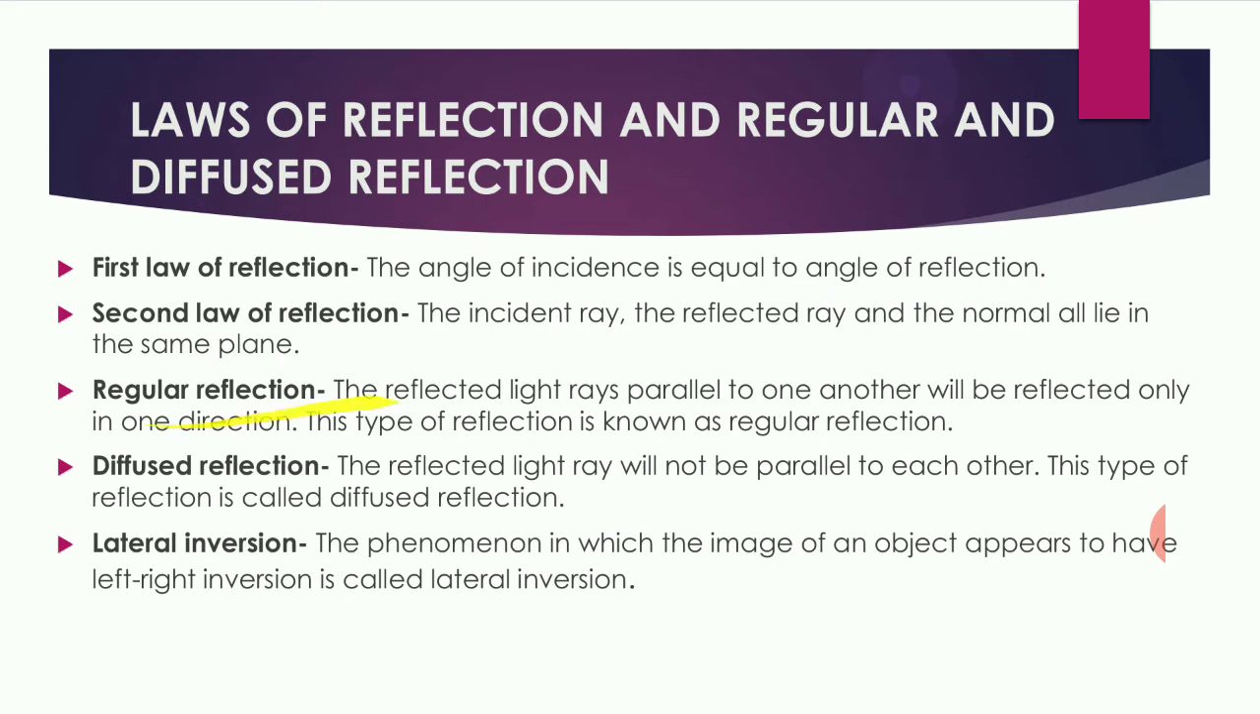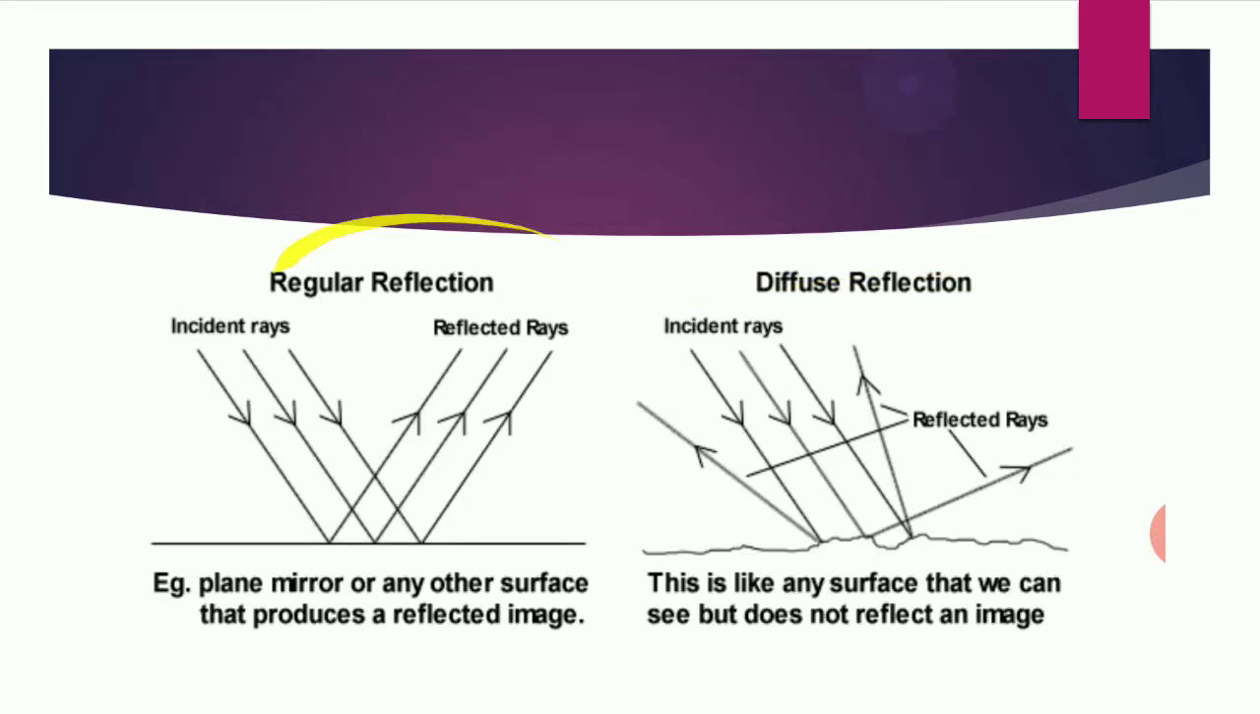Next, what are regular and diffuse reflection? Now, regular reflection. The reflected light rays are parallel to one another. See the reflected light rays, and the incident rays. These are parallel to one another and will be reflected in one direction. This type of reflection is called regular reflection. Once again, if the reflected rays are parallel to one another and reflected only in one direction, then this type of reflection is called regular reflection.